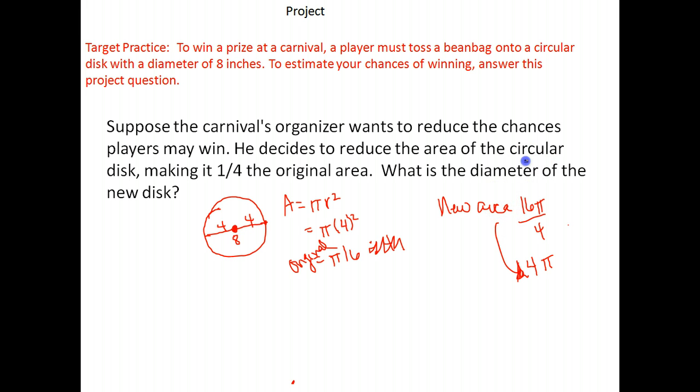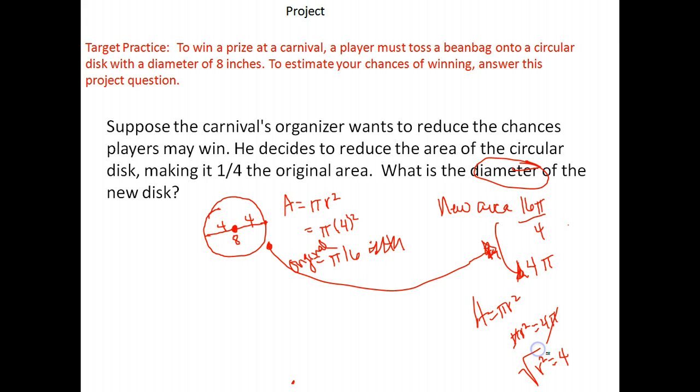Now what they want to know is what would the diameter be for that new disk. So here was our original disk. Over here we have our new disk, and its area is 4 pi. Again, area is pi times the radius squared. So what would our radius have to be if pi times radius squared is 4 pi? Well, we have a pi on each side, so we can go ahead and take that off. So now we have the radius squared equals 4. To get rid of a squared, you do the opposite and take the square root. So the radius would have to be 2.